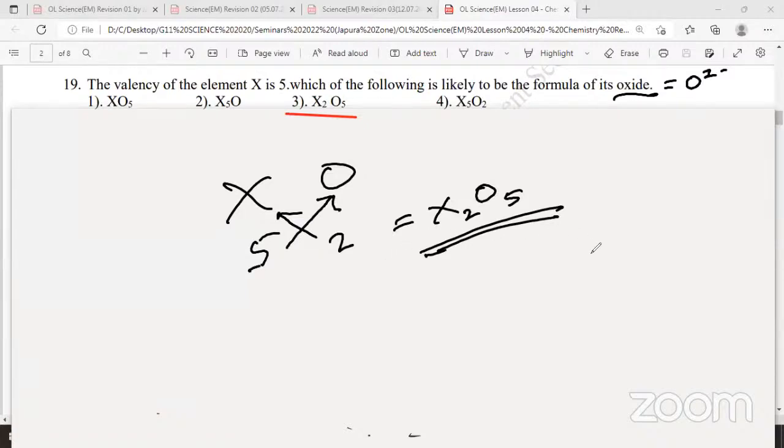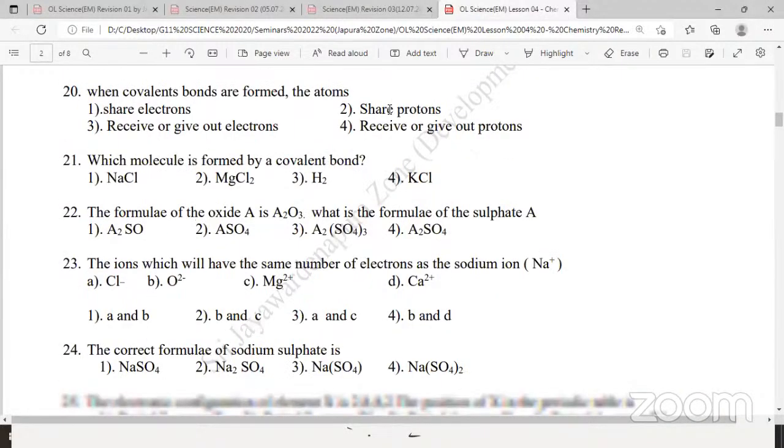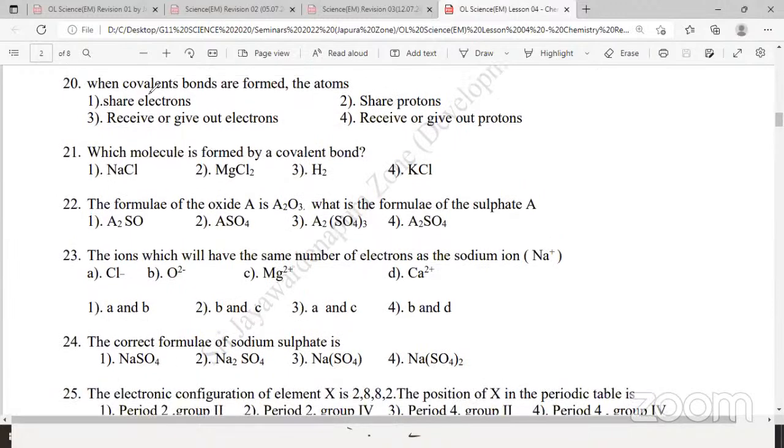Question number 20. When covalent bonds are formed, the atoms share electrons. Covalent bonds are formed by sharing the electrons between atoms. Answer is first one. When covalent bonds are formed, atoms share electrons.